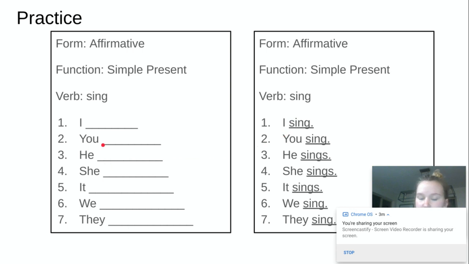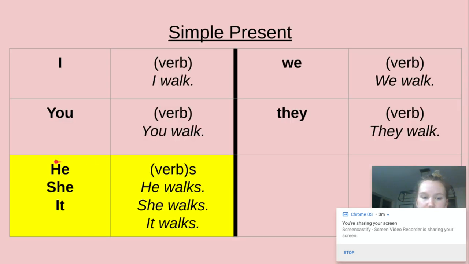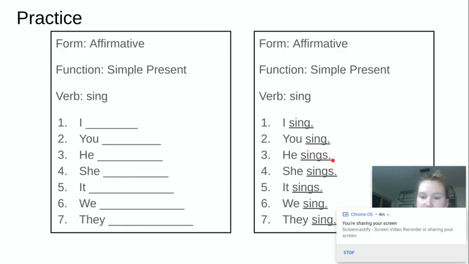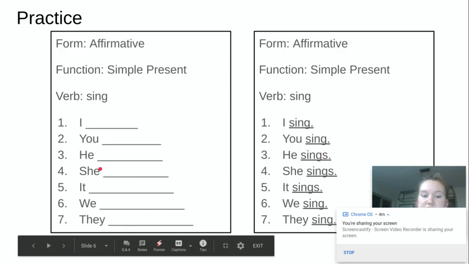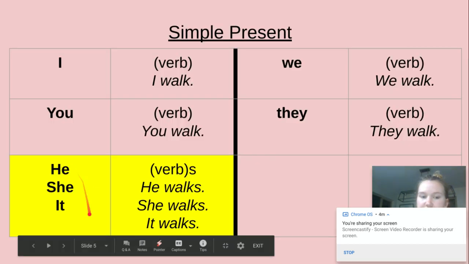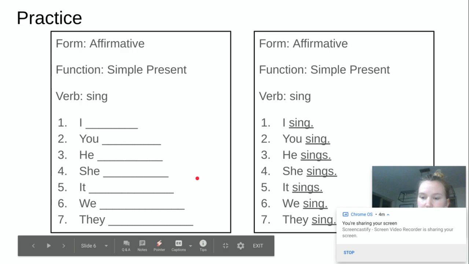Next, we have you. You just put the verb, you sing. Now we have he. Let's go back to our chart and look. When we have he here, we have the verb with an S on the end. So let's write that. He sings. And you're going to just do the same thing for the rest of these questions. She sings, it sings, we sing, they sing. Notice how these ones have an S on the end, just like it tells us here in the chart. These ones have an S on the end.